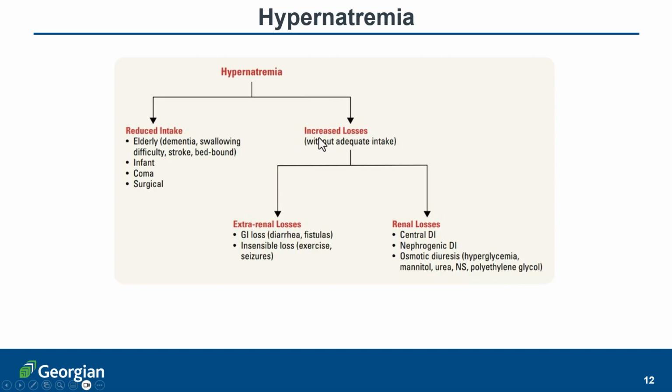The other etiology would be increased losses that we've spoken about: GI losses, insensible losses from excessive sweating because of exercise, or even seizures, fever as well, and then renal losses, typically due to diabetes insipidus.